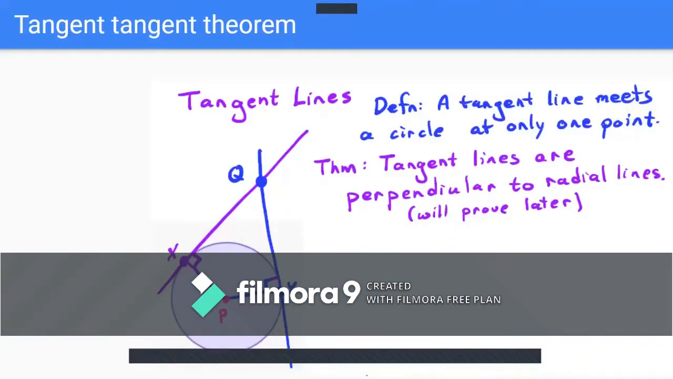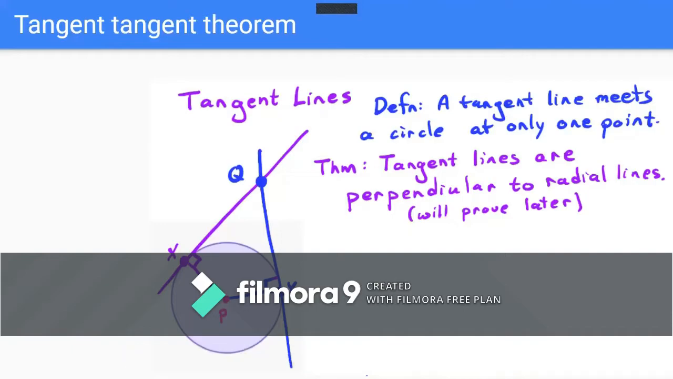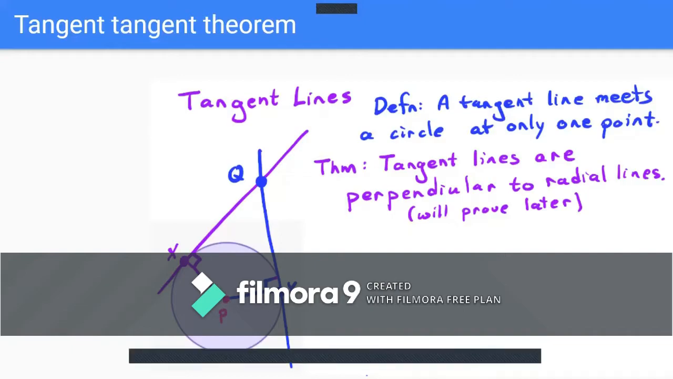So, a couple of things that we gotta know: the tangent lines. The definition states a tangent line meets a circle at only one point, and the theorem states that tangent lines are perpendicular to the radii line.